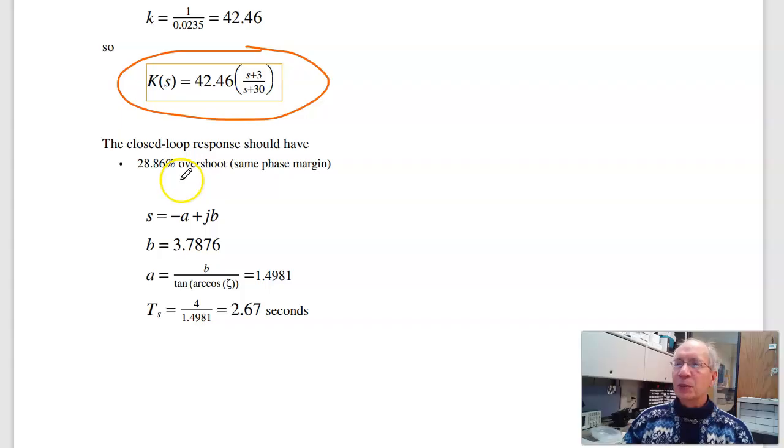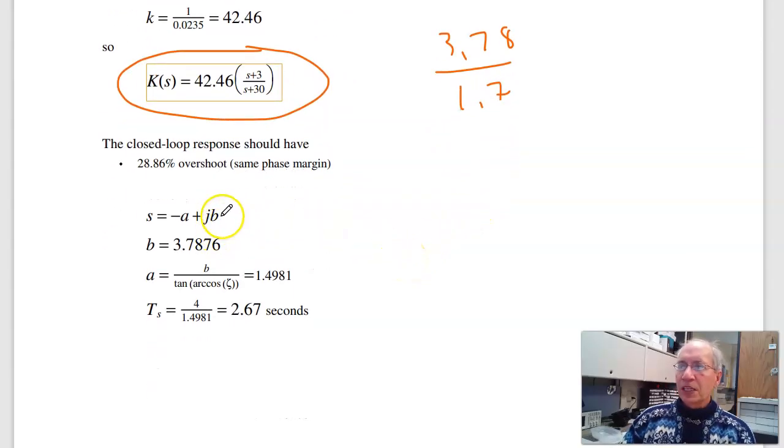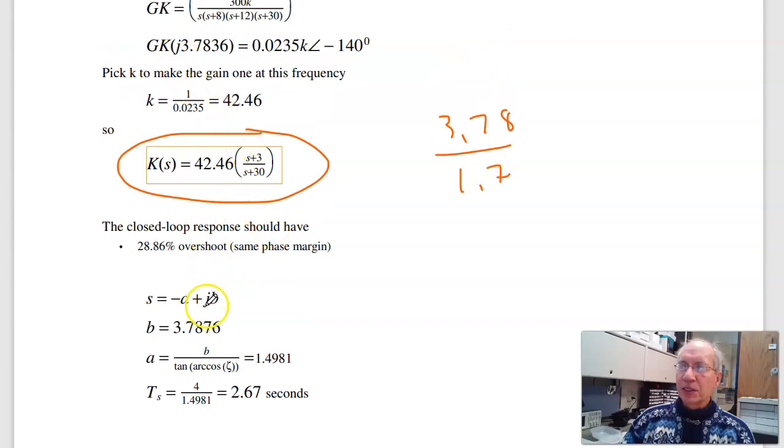The settling time should be faster. This corner is 3.78 over 1.7. That much faster. So the settling time should be that much quicker. Or I can say, here's the pole, here's the complex part. That's my resonance. The real part is 1.49. Settling time is 2.67 seconds.